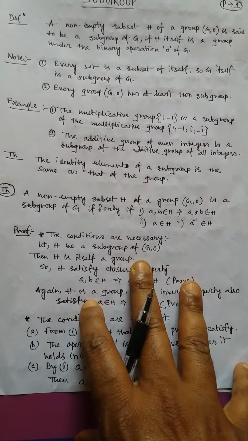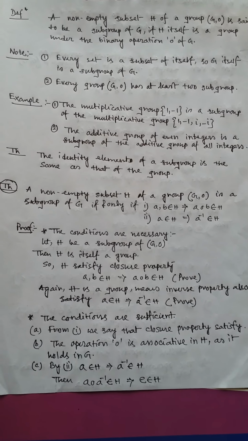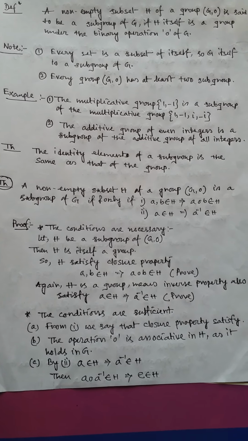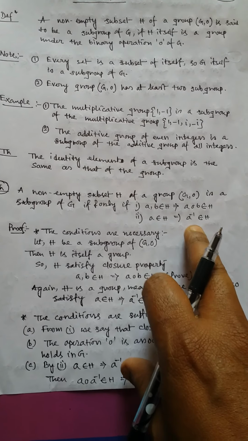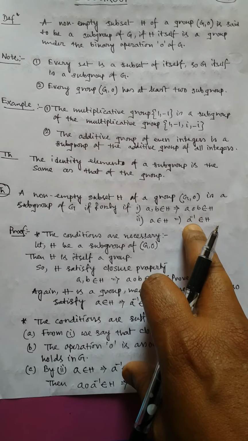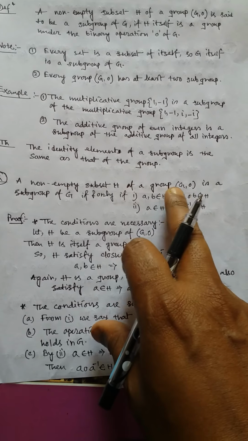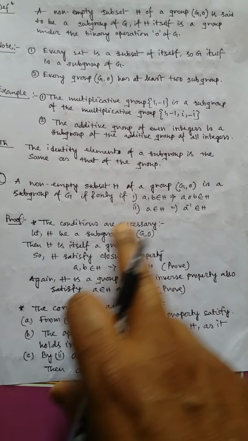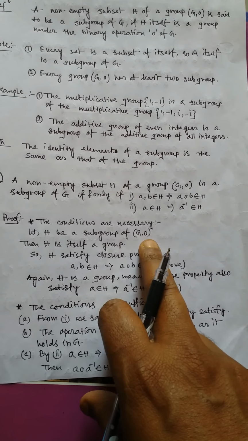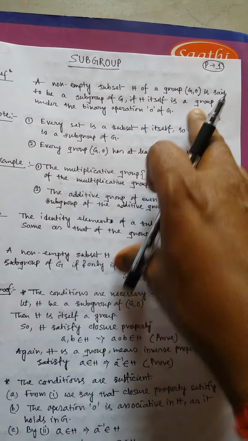Now one of the important theorems: a non-empty subset H of a group (G, compose) is a subgroup of G if and only if these two properties are satisfied. We have to prove the necessary and the sufficient condition. The necessary condition means (G, compose) is a group and you have to prove these two. So H is a subgroup of (G, compose). What we have to write in the statement is that H must be a group.